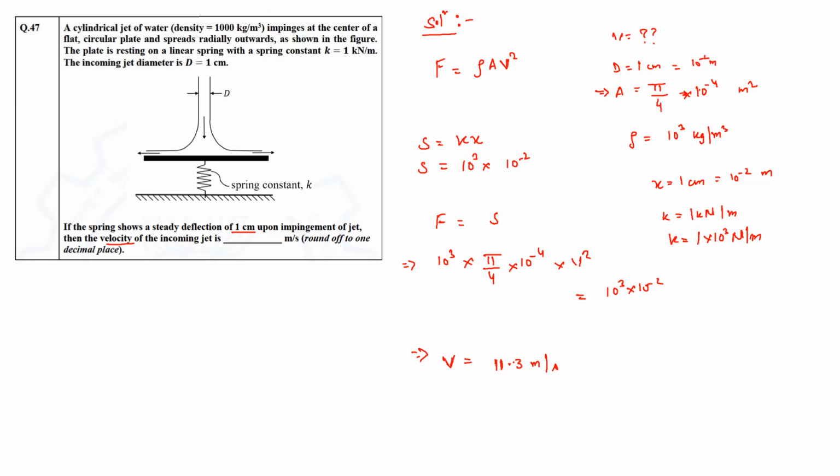So I guess this is just trivial calculation. You guys can do it, and then I think the answer will be 11.3 meter per second. So all you need to know is the force exerted by the jet onto the plate and the spring force. All right, let's move on to the next one then.